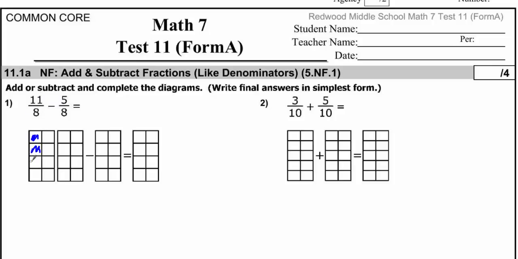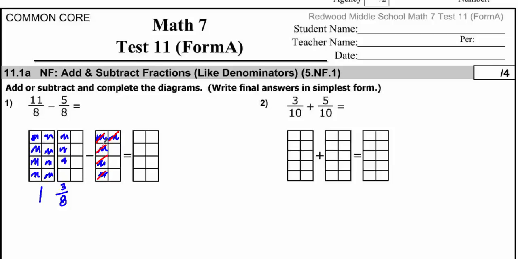So let's do this. 1, 2, 3, 4, 5, 6, 7, 8. That's 8/8. That's one whole. That's 1. And 9, 10, 11. So 11/8 is actually the same as 1 and 3/8. And we're taking away 5/8 from that. 1, 2, 3, 4, and 5. And I'm going to show that that's being taken away by just putting a red line through those. So we're taking those out.